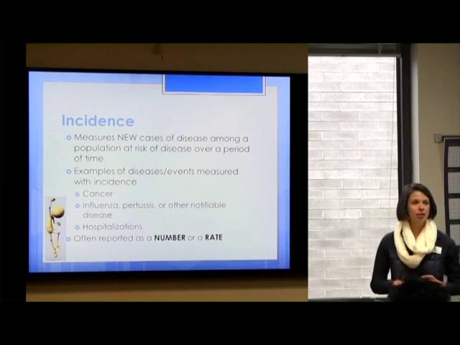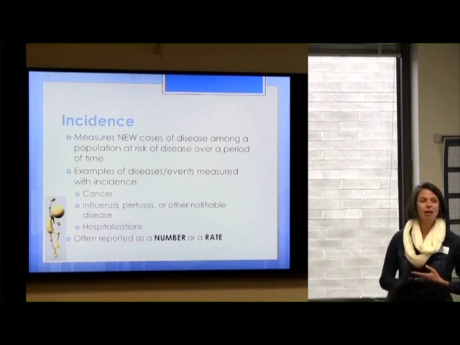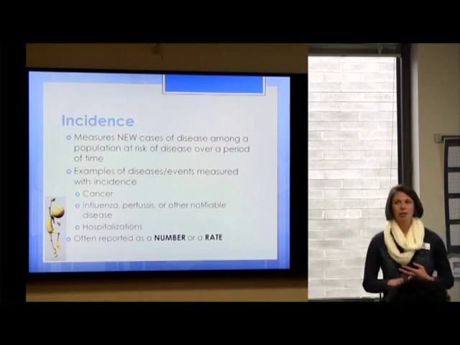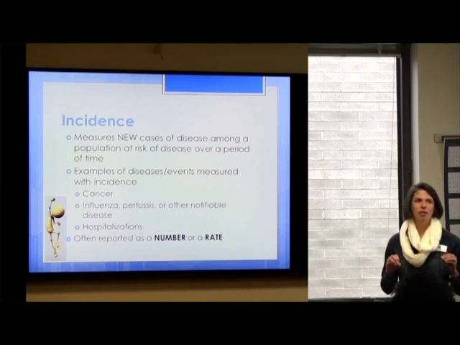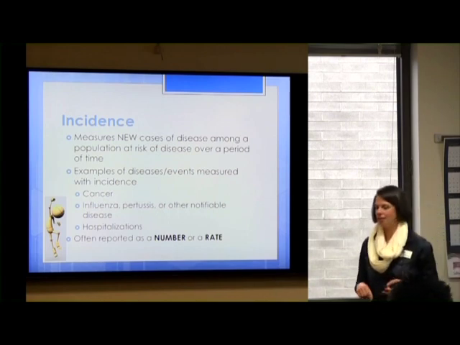Some other examples would be the notifiable diseases that you report to the state. So that would be influenza, pertussis, other notifiable diseases. Hospitalizations would also be usually or almost always in the form of incidence. And so incidence is always reported as either a number of cases, or it's reported as a rate.